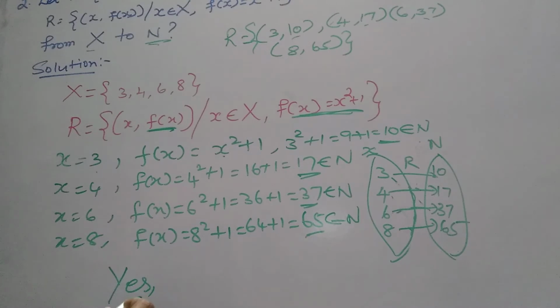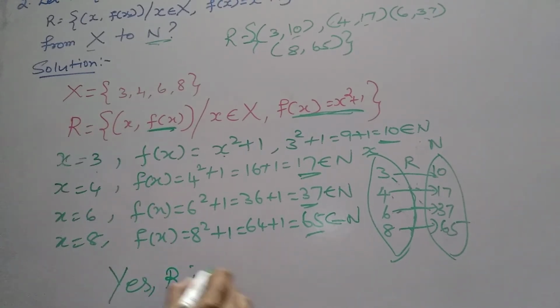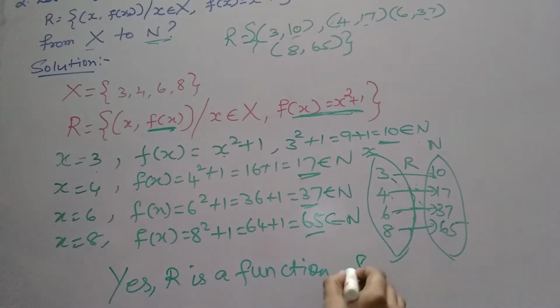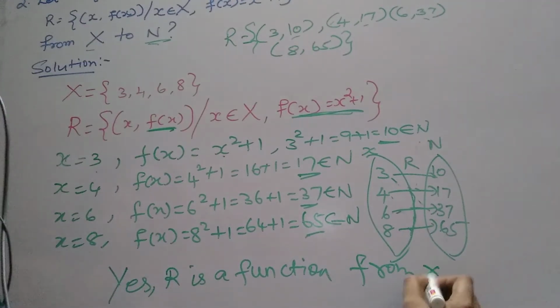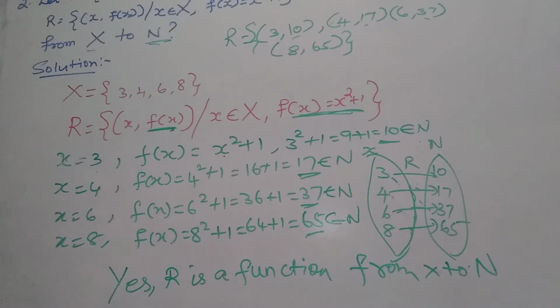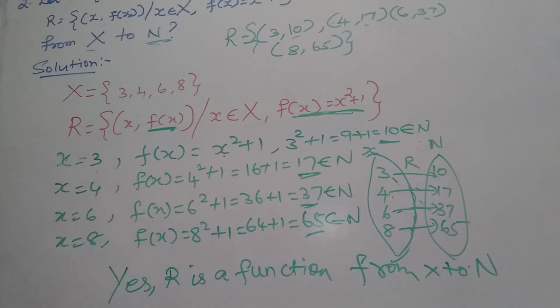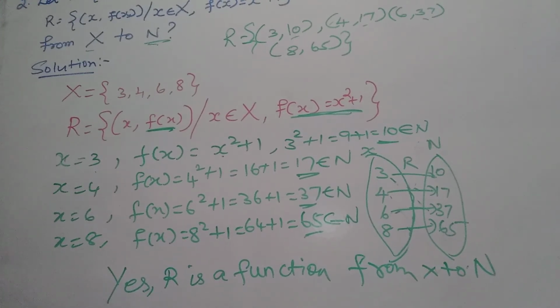This satisfies the properties of a function, and therefore the relation R is a function. From the question, what is asked is a function from X to N, so you write: R is a function from X to capital N. Since each element in X has unique images in Y, separate images, not the same combined images, hence this relation forms a function from X to N.